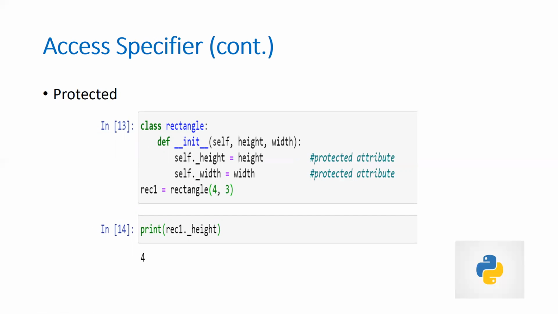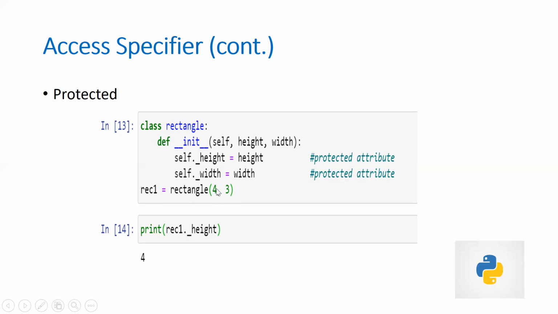Okay, now protected. In case of protected, the difference from public to protected is there is an underscore before the attribute name. Height is the attribute name, and there is one underscore. Remember that there is one underscore. This means that this height is protected from others, but any subclass can access that information, but it will not work for encapsulation.